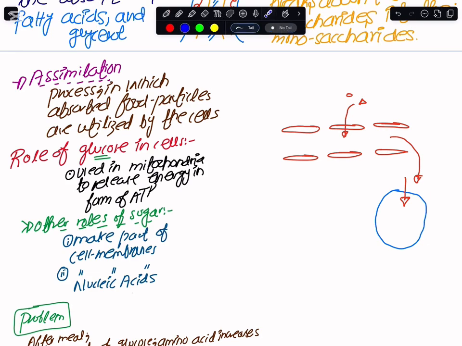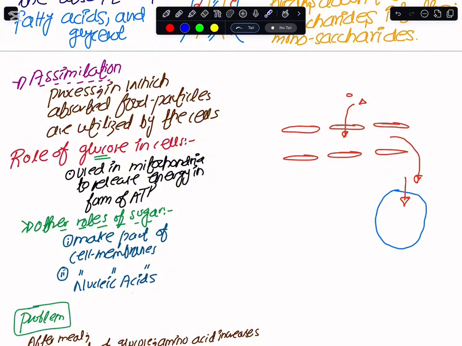So whenever you have to remember what to write under the heading of assimilation, you will say that assimilation is a process in which the absorbed food particles that have come into the blood capillary move into the cells and are utilized for the activities of the cells. Now, another scenario is that we eat more than what is required by our cells.